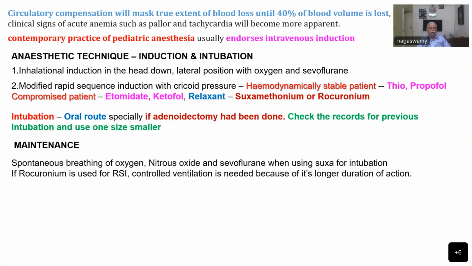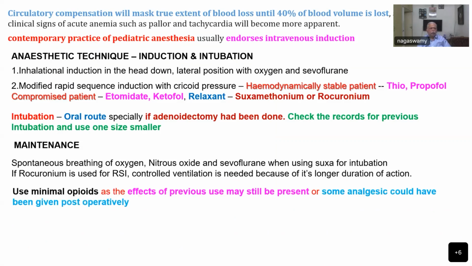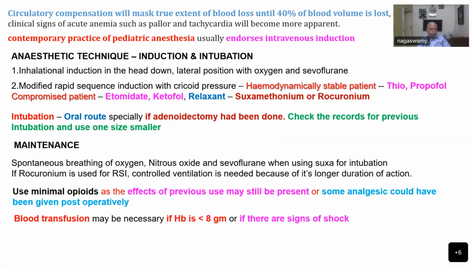Maintenance: spontaneous breathing for oxygenation, nitrous oxide and sevoflurane, then using succinylcholine for intubation. If rocuronium is used, you need to definitely control ventilation. And use minimal opioids, as the effects of previous use may still be there, and some analgesic could have been given post-operatively. Blood transfusion may be necessary if Hb is less than 8 grams and there are signs of shock.